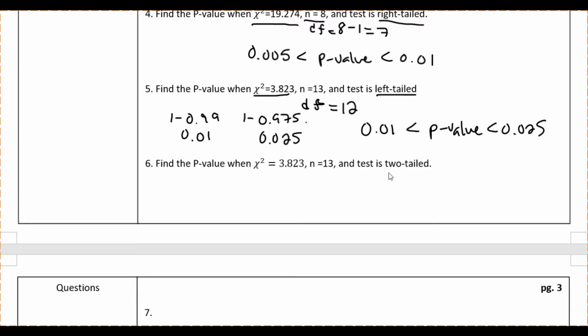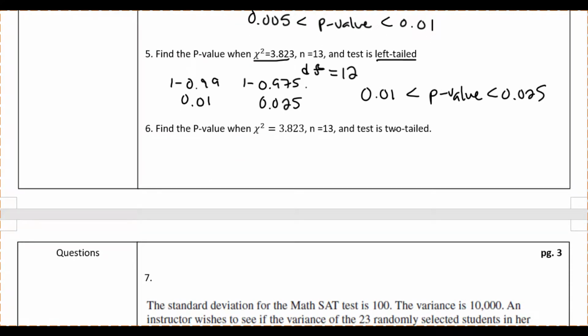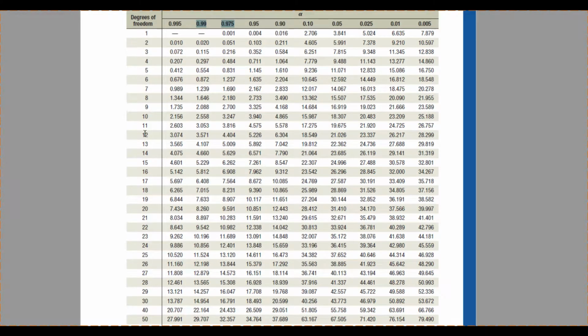All right, so now we're going to do a two-tailed test with a degree of freedom of 12, same as it was in the previous problem. Same test value, but this time it's two-tailed. So since we're using the same value, 3.823, and the degree of freedom of 12, this means we have the same values, 0.99, 0.975. So since we are on the left side of the table, we subtract from 1, and we get our new values. Then we double them because we're doing a two-tailed test.